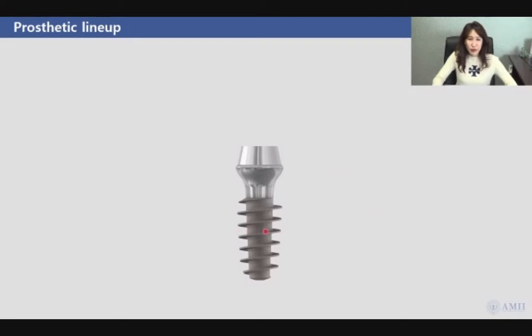Fixture diameter 5.0, 5.5, 6.0, 6.5. The post diameter is 5.5. So post diameter, we only have 3 variations: 4.0, 4.5, and 5.5.